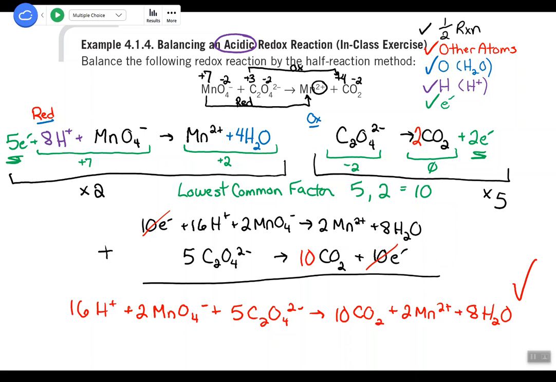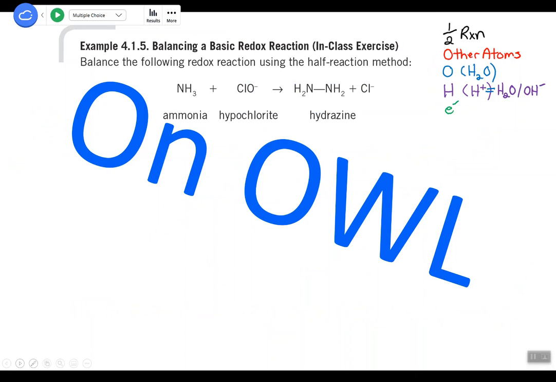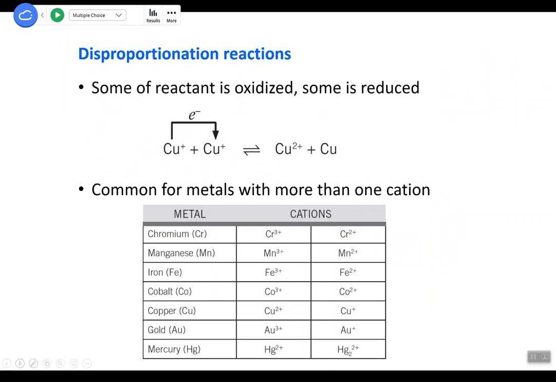Before we wrap up, we have one more important thing to talk about. The next example is going to be on OWL, because the basic equation that we're going to balance is a disproportionation reaction. It's possible to balance a reaction and to have a redox equation where the same reactant is both oxidized and reduced. Hold tight for one more minute and we will still wrap up early.